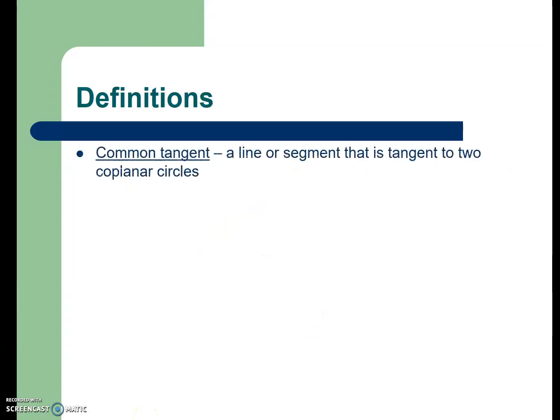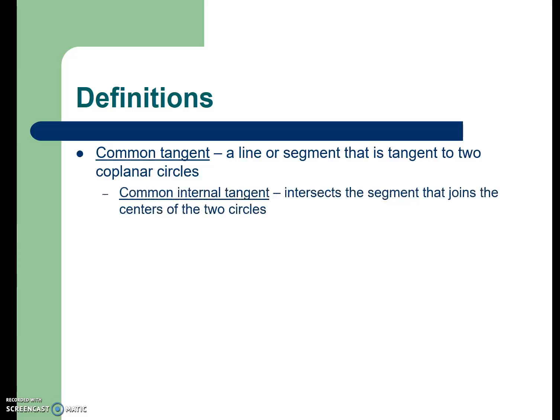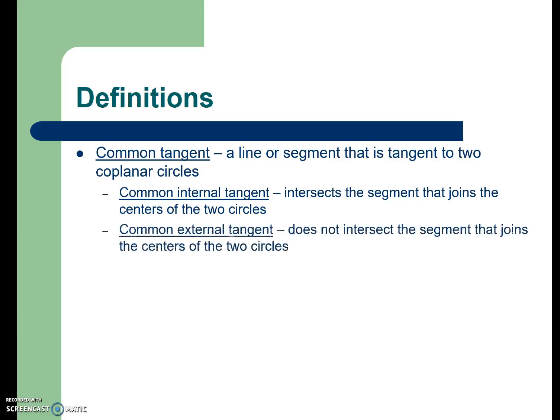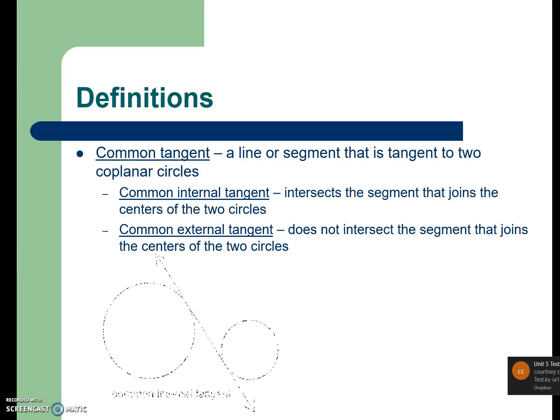Okay. Keep on going. Common tangents. These are a line or a segment that is tangent to two coplanar circles. So if I have two circles, whether they be attached to each other or not, I can identify common tangents. Now we've got two different types of common tangents. We've got internal ones, and these are ones where it's between two circles, and we have external tangents. So these are ones that are not between the two circles, and I'll show you an example of that.